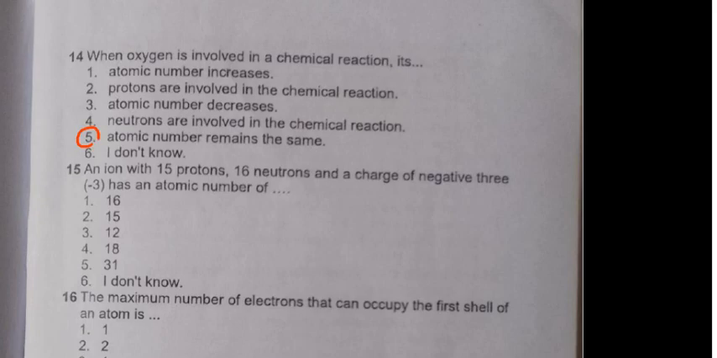Let's go to 15. An ion with 15 protons, 16 neutrons, and a charge of -3 has an atomic number of. So we have mass number. So mass number is equal to number of protons plus number of neutrons.